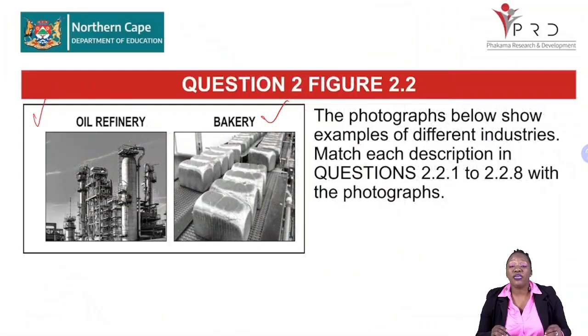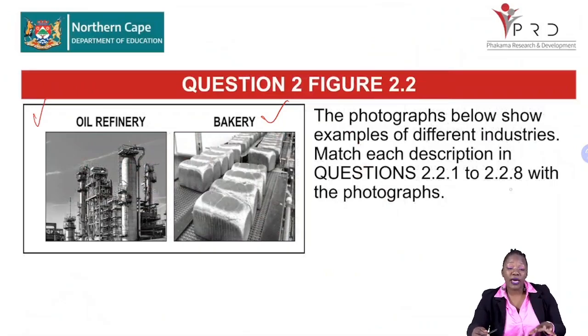These are the types of industries. Remember, in total, we have 7 types of industries. So here you are only comparing 2, which are the oil refinery as well as your bakery. By now, you should ask yourself, what type of industry is the oil refinery and what type of industry is the bakery? So you match each description in question 2.2.1 to question 2.2.8 with the photographs.